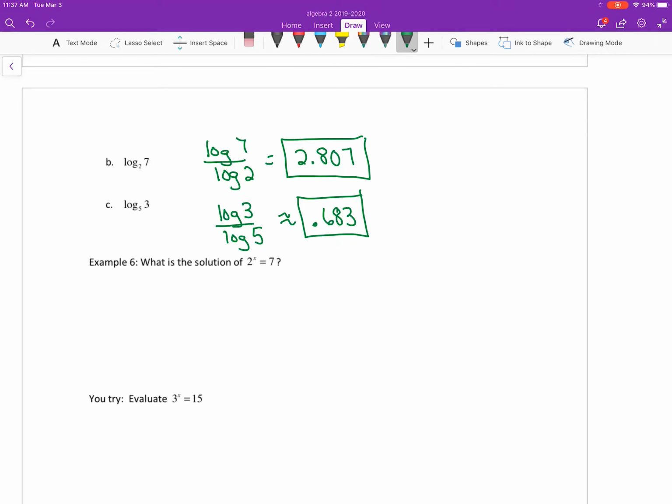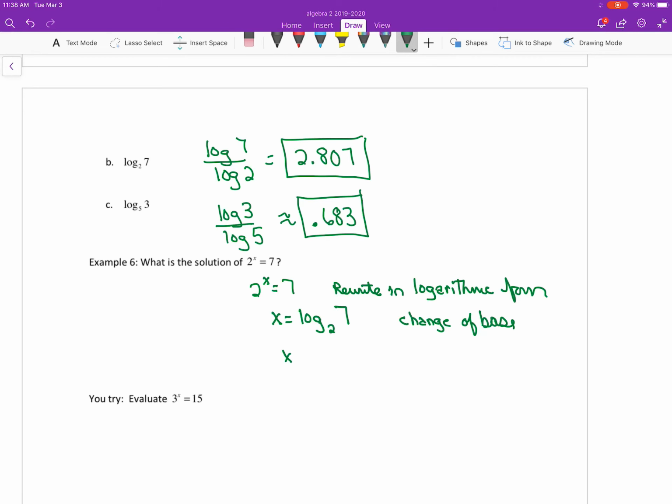Now, what is the solution of 2 to the x equals 7? So, 2 to the x equals 7. Let's rewrite in logarithmic form. So x equals log base 2 of 7. Okay, and then you can use the change of base. So you would just get x equals log 7 over log 2, which is about 2.807.